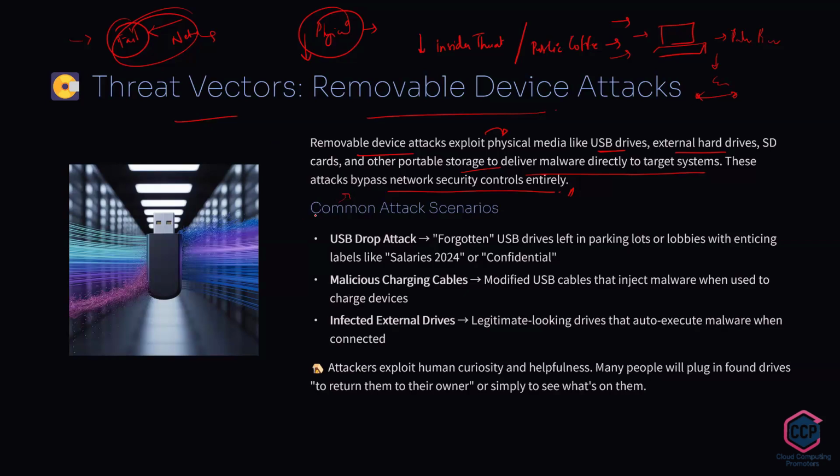Now what could be the common attack scenarios? USB drop attack. Forgotten USBs left in parking lots and lobbies. You may find some unused or new USBs in public places, which may have labels that attract you, like confidential, private, salaries, or company data. This is where the human mind gets manipulated. He'll also think, will I get some information, will I get some crypto.